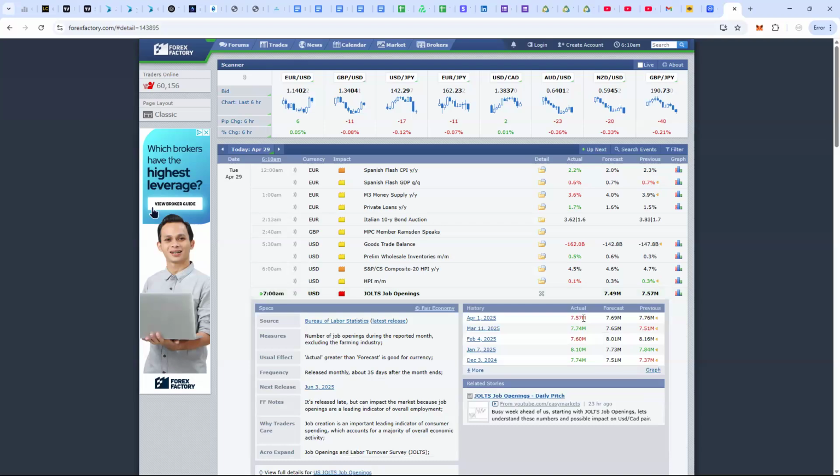And let's see, last month, it was forecasted higher. And there's probably 200,000 fewer jobs during that time than the month before that. So hopefully it's a good report today. If it's greater than the forecast, it's good for the currency. So the forecast is 749, which is very, very low.